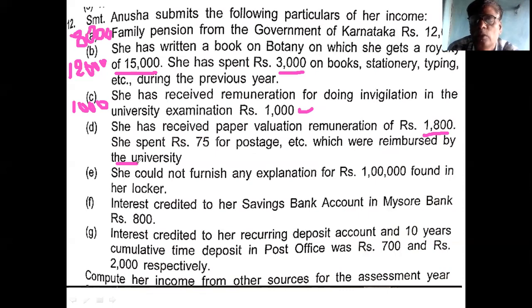You tell me, is that 75 an expense or not? If it is an expense, it is allowable. If it is not an expense, then it is disallowed.